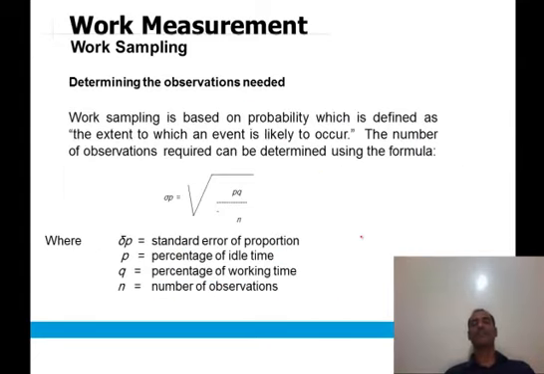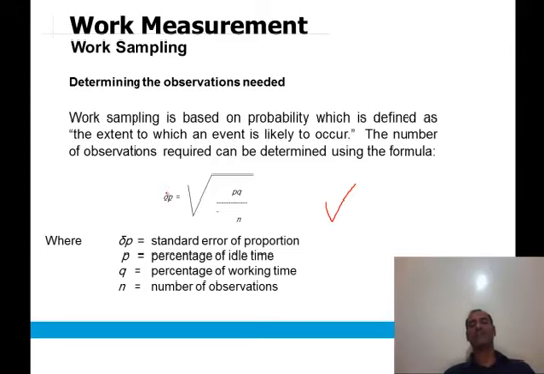Work sampling is based on probability, which is defined as the extent to which an event is likely to occur. This is the work sampling based on probability. The number of observations required can be determined using the formula, which we said previously.